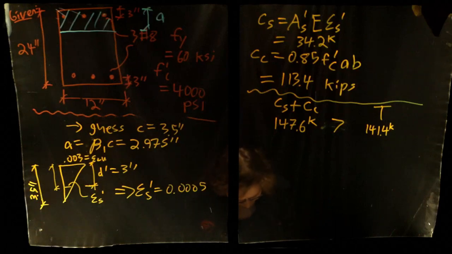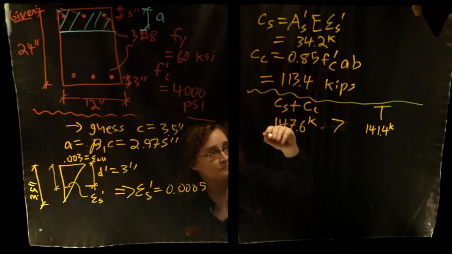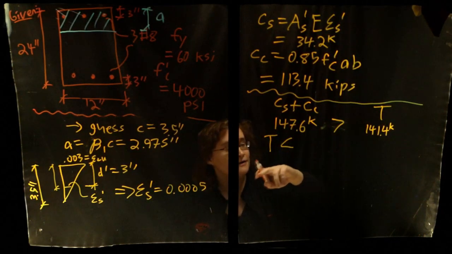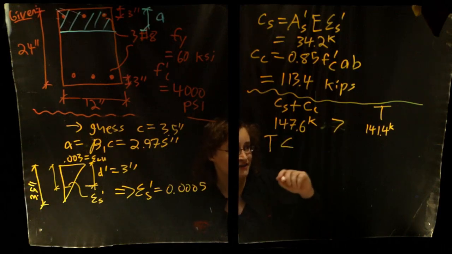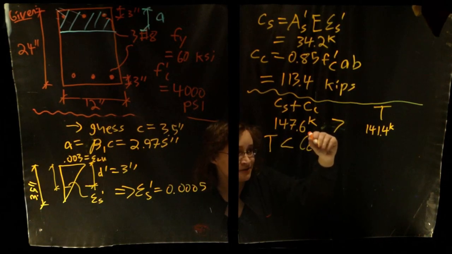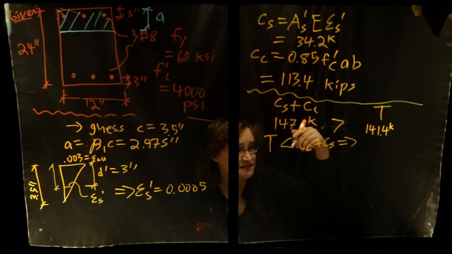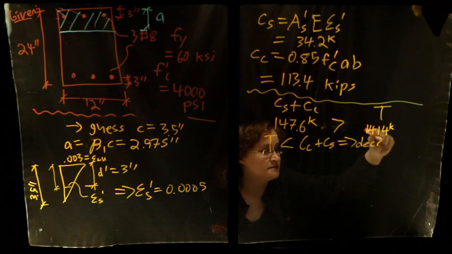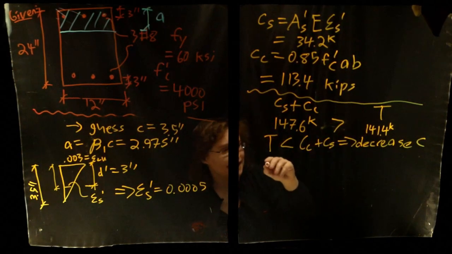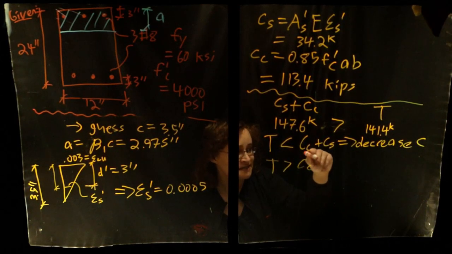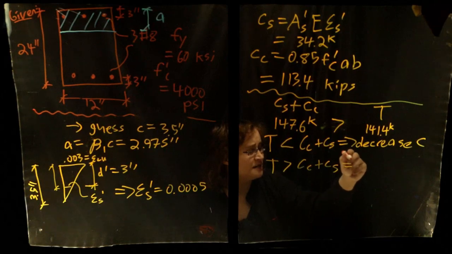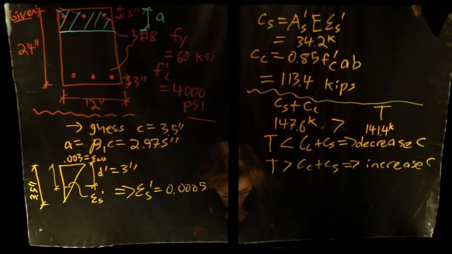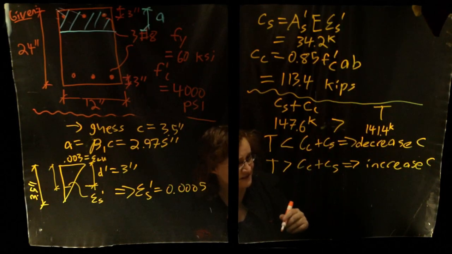Or if you just like a simple rule, you can say something like this. If you assume a certain neutral axis depth, and on one step of the iteration you find that T is less than C_c plus C_s, that means you need to decrease your neutral axis depth c. And if T is greater than C_c plus C_s, you need to increase c. You just keep doing that until you arrive at equilibrium to a reasonable degree of accuracy.